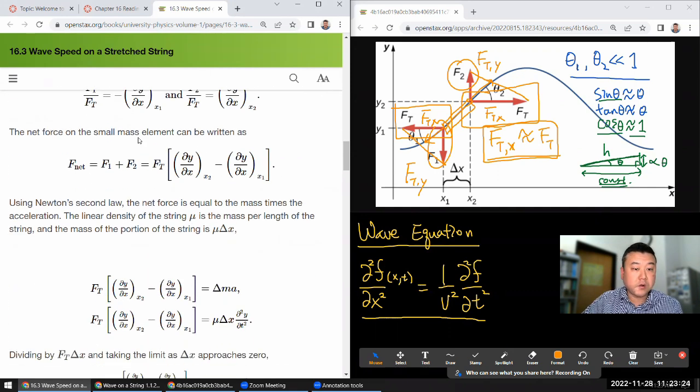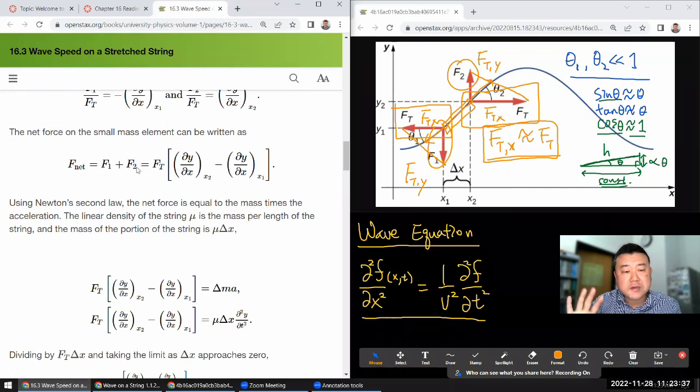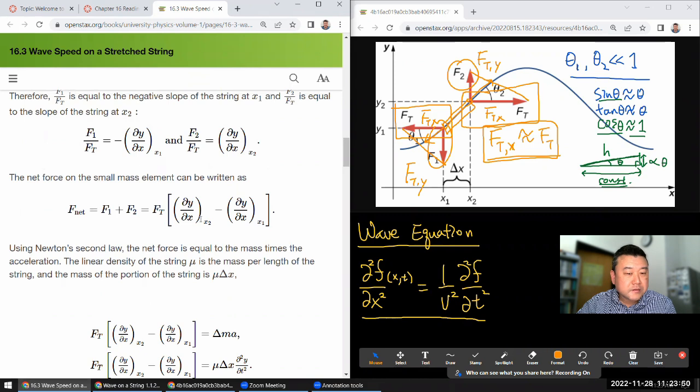The net force on the small mass element can be written as the net force, the sum of F1 plus F2, and to make sense of this, I think they are letting the variable f1 itself become negative. So they are adding these as vector quantities. And I hope all the signs will work out. Yeah, I guess this minus sign here will address that, because f1 being downward with this positive slope is handled with this minus sign.